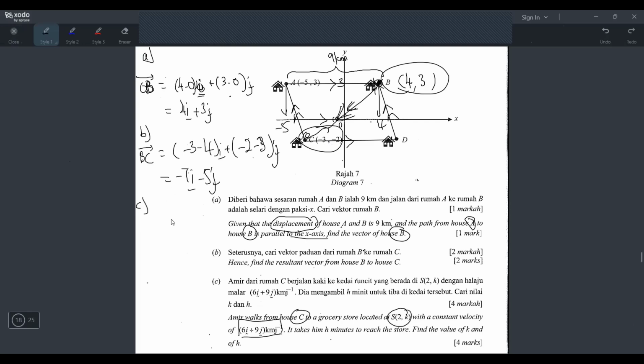Okay, how I will do this is I will take the speed, which is 6i plus 9j. Okay, and then I will times with the time. Yeah, I'll times the time. But the time, they say they use h minutes to represent, right? So I'll write h, right? But this one, if you look carefully, the unit for speed is what? Kilometer per hour. Kilometer per jam means kilometer per hour, right? But the h is in minutes.